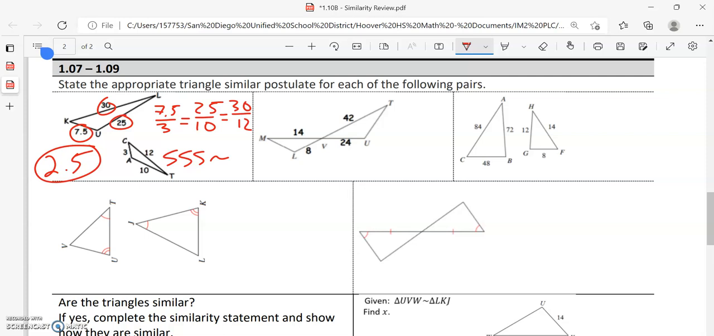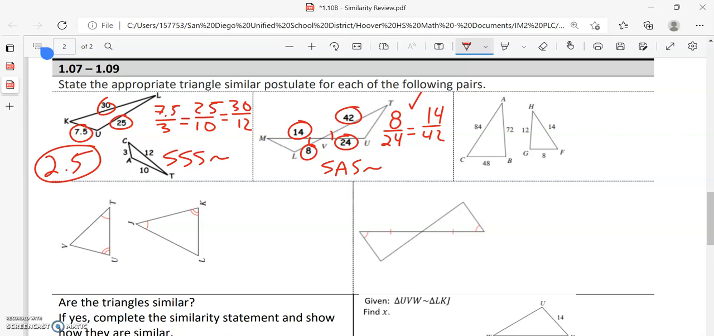This one, we have vertical angles, and we also have two sets of sides. So we're going to do 8 over 24 equal to 14 over 42. 8 divided by 24 is 0.333 repeating. 14 over 42 is also 0.333 repeating. So that checks out. And we have angles that are congruent. So we have side, angle, side similarity.